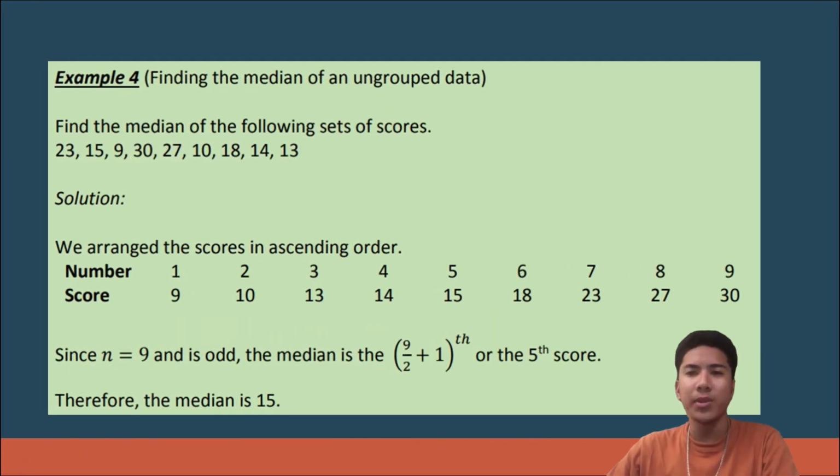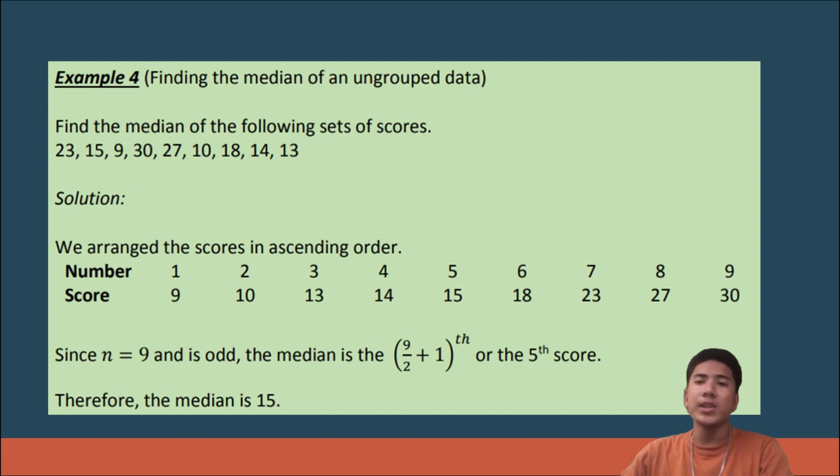We have an example. Find the median of the following sets of scores. So let's first count how many quantities you have. So number 1, 2, 3, 4, 5, 6, 7, 8, 9. So 9 quantities. So let's start with the lowest number.